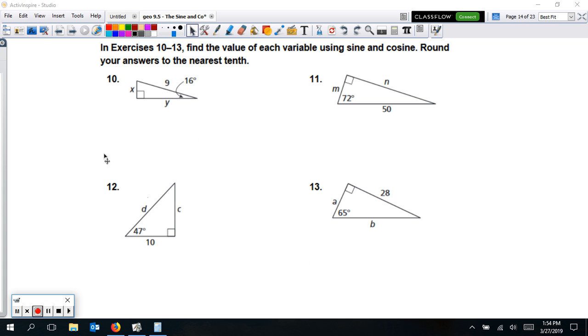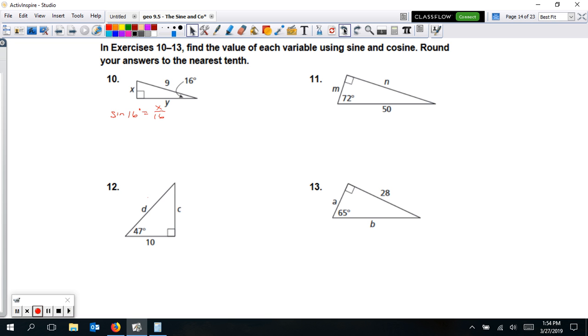Okay, so here it says find the value of each variable using sine and cosine. So continuing on with our extra practice number 10, we're trying to find x and y here using sine and cosine. It tells us this angle right here, this acute one, is 16 degrees. So the x would be opposite of that. So we would use the sine to find x. So we could say the sine of 16 degrees is equal to opposite over hypotenuse. That would be x over 9.